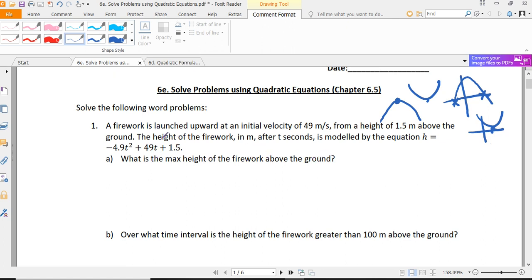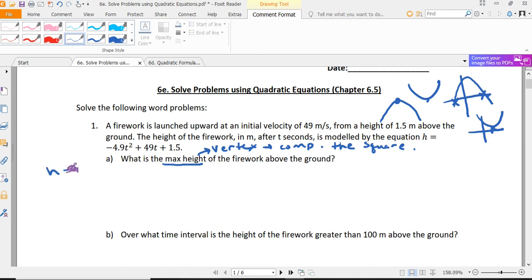Even if I understood none of this question, I should immediately catch the fact that we're being asked to find the maximum height, which should immediately tell you that you need to find the vertex. And if you need to find the vertex, you need to complete the square. Okay? So let's go.